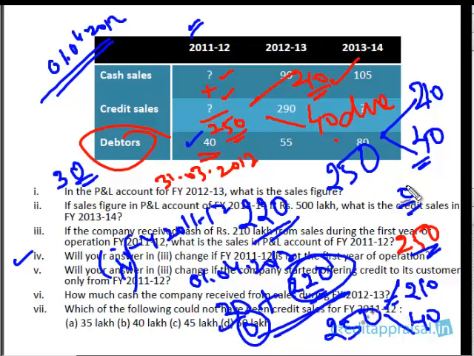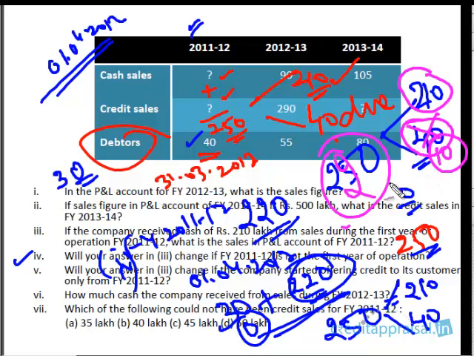This tallied with the debtors of 40. In this case, our debtors is still 40. The cash received is also 210, right? So these two figures are not changing. Debtors is 40, cash received is also 210. But there is an opening debtor of 30 lakhs, which means in effect, this is not 40, this is only 10, right? So sales will be 220 lakhs.